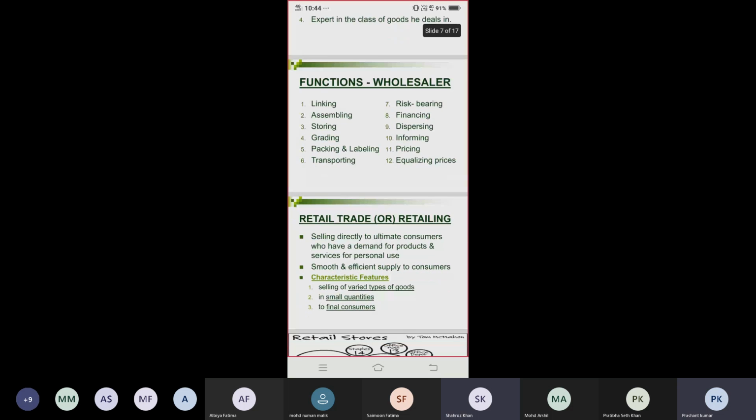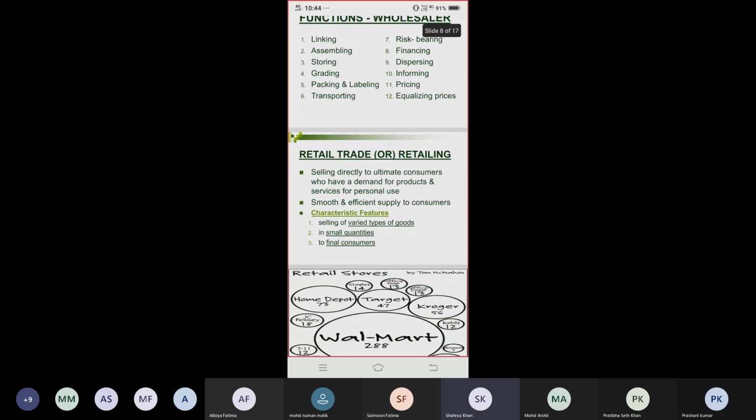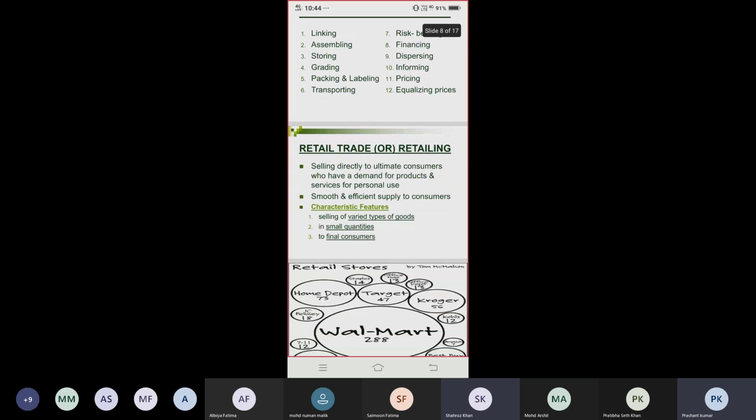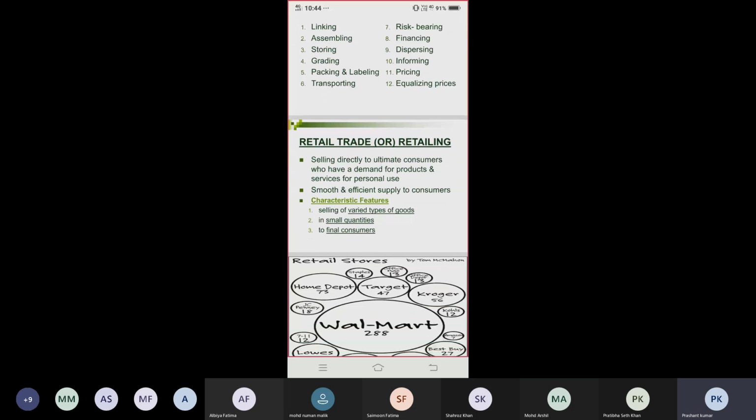Retail trade, or retailing, is selling directly to ultimate consumers who have a demand for products and services for personal use. Second, smooth and efficient supply to consumers. Characteristics: selling types of goods in small quantities to final consumers.